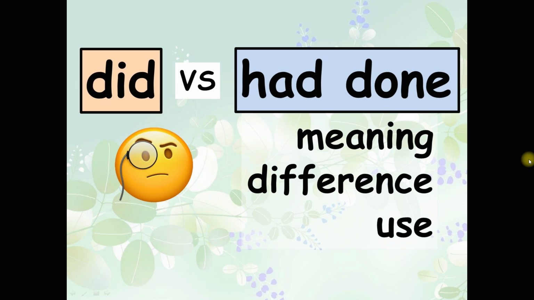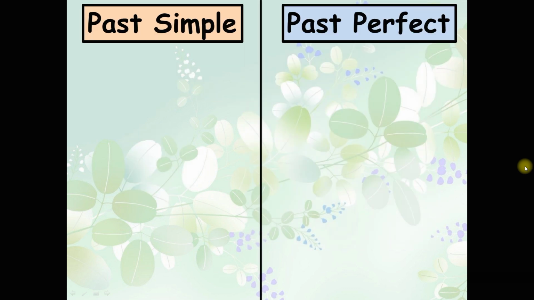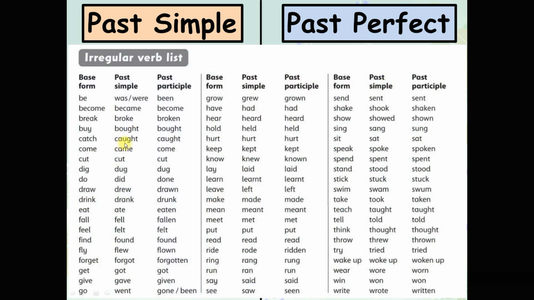Hello, today we're gonna talk about two tenses that some English learners find rather confusing, the past simple and the past perfect. First, I suggest looking at their forms. In the past simple, we use the second form of the verb. For regular verbs, it's the ending -ed.